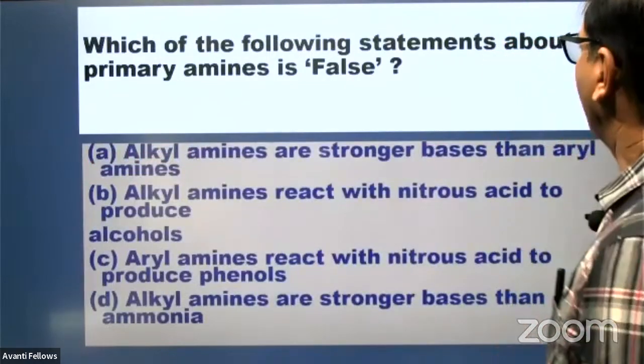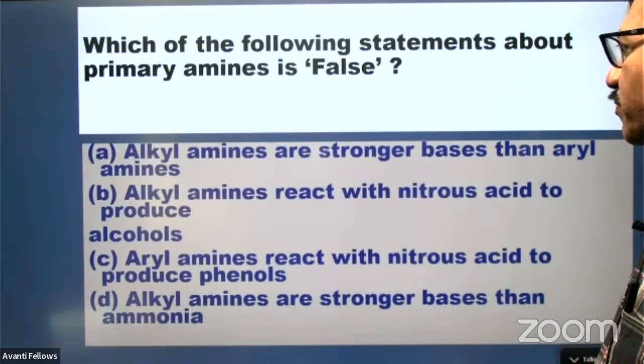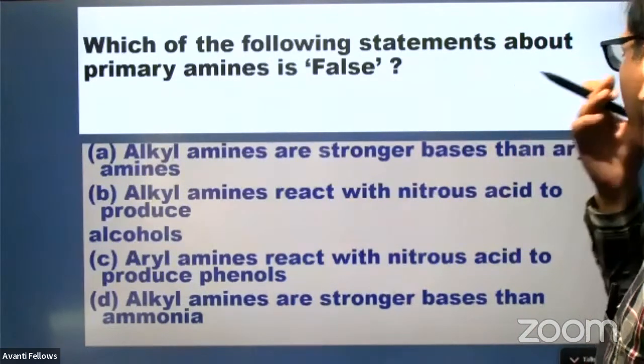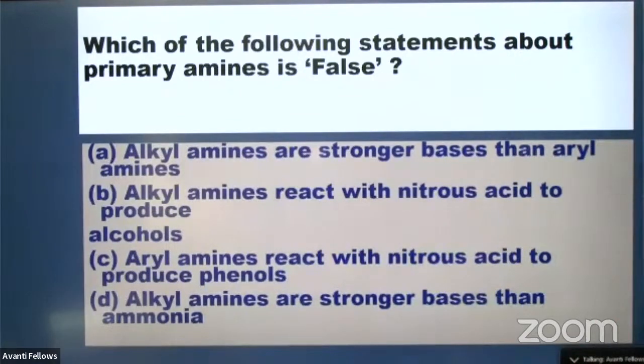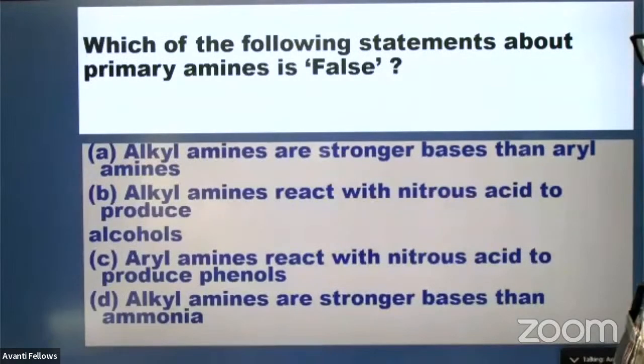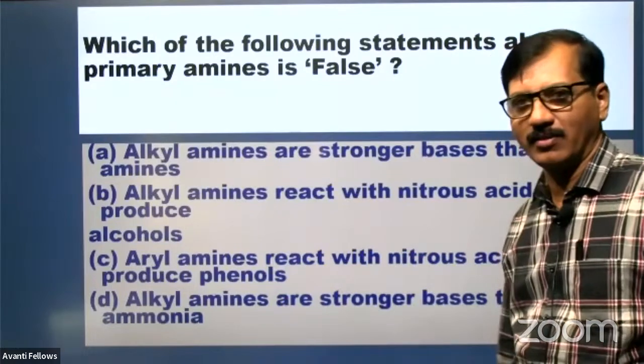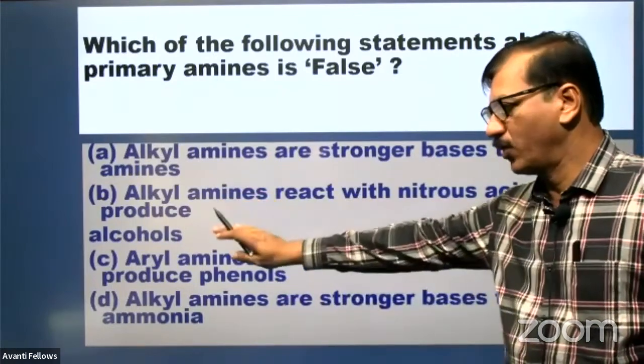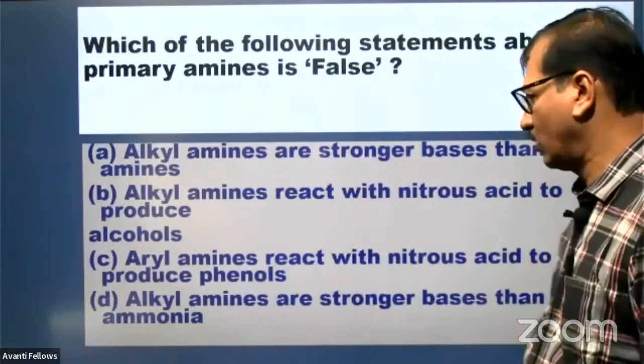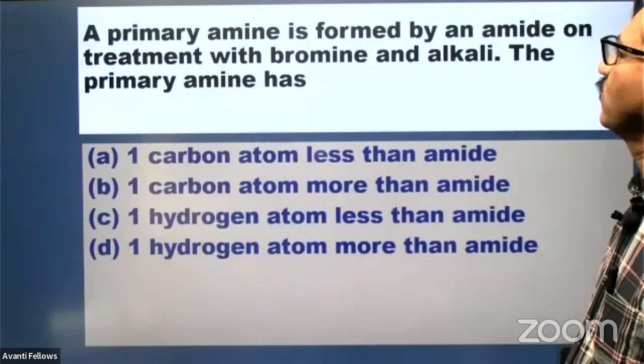Which of the following statements about primary amines is false? Alkyl amines are stronger bases than aryl amines. Alkyl amines react with nitrous acid to produce alcohols. Aryl amines react with nitrous acid to produce phenols. Alkyl amines are stronger bases than ammonia. C, because aryl amines react with nitrous acid to produce diazonium salt, benzene diazonium salt. Only alkyl amines will produce alcohol. Very good. Good participation. You are keeping energy.